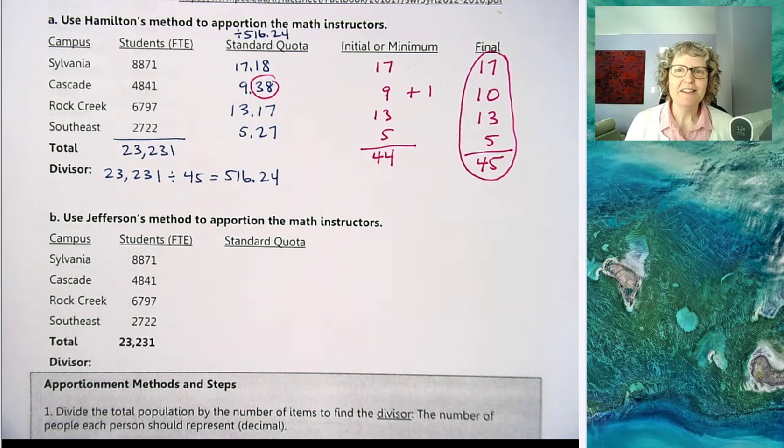Hi again. In this video we're going to look at how to do Jefferson's method. So we're continuing our example of math instructor positions apportioned among the 4 campuses of PCC of different sizes.